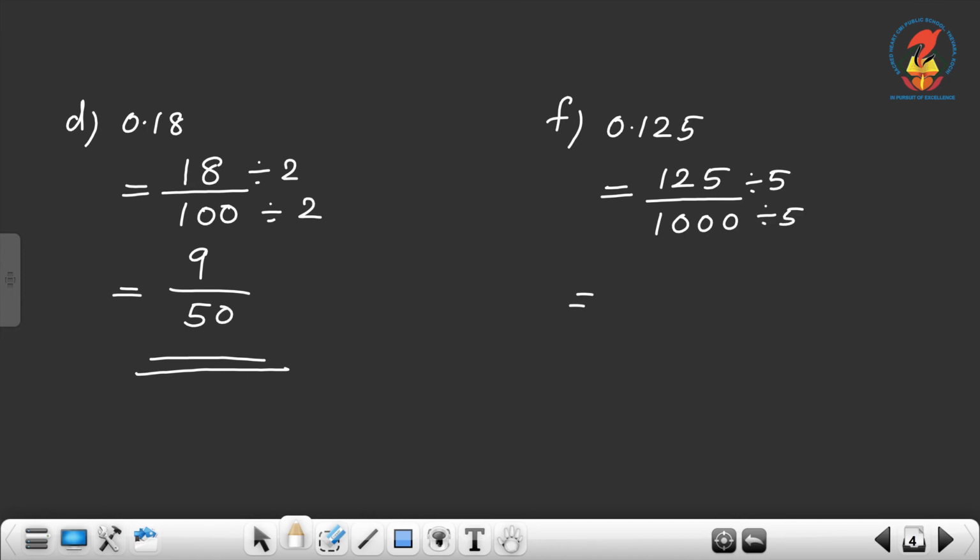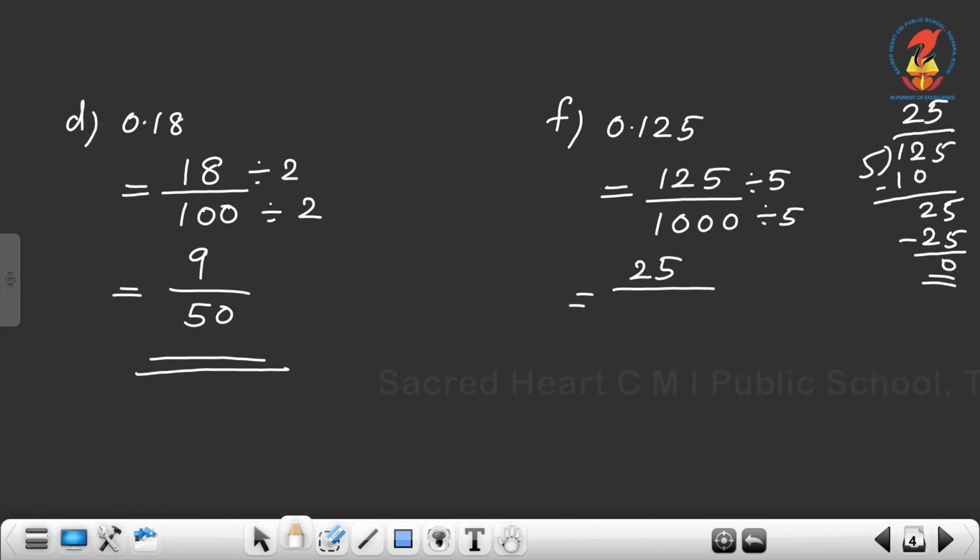What is 125 divided by 5? 125 by 5. 5 twos are 10, 25. Therefore, 25 by 1000 divided by 5. 1000 divided by 5. 5 twos are 10. So 200. So 25 by 200.